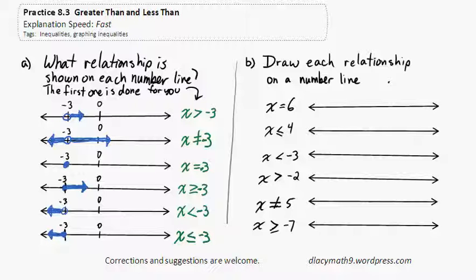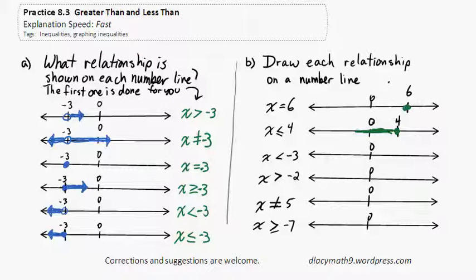Over to B. In order to do this, I'm going to put a 0 on all of the lines here. These are zeros. And then x is equal to 6. So there's a 6, and I'll fill it in. That's the answer, solid on the 6. X is less than or equal to 4. So I pop in a 4, and I fill it, and then draw an arrow less than 4.